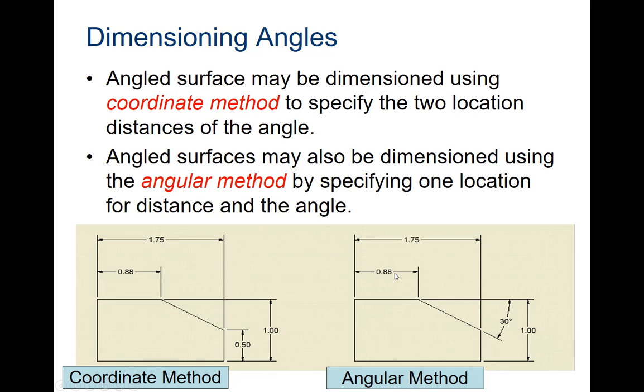The other way you can do it is by actually specifying the angle. So we know that this is where it starts along this edge here, and this is the actual line. I just measure the angle between the two and I specify that angle. Either method is fine. I don't really have a preference. I tend to use coordinate just because it's a little cleaner looking, but either method is fine.